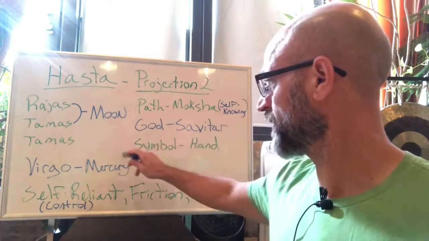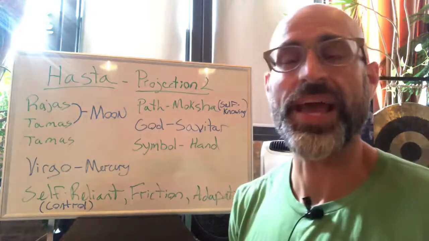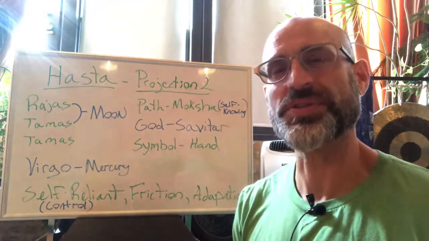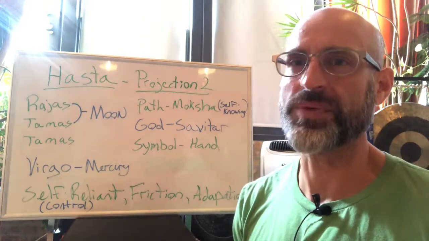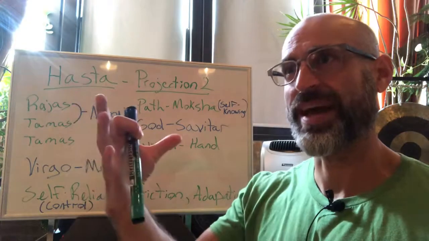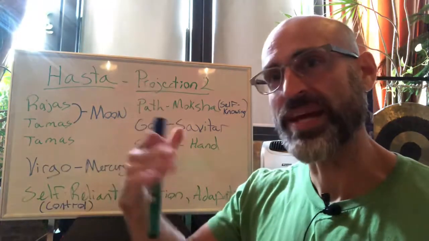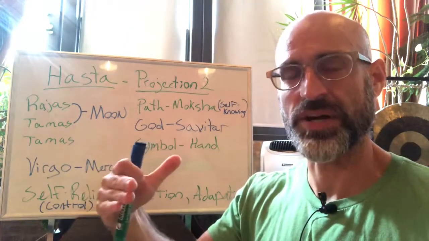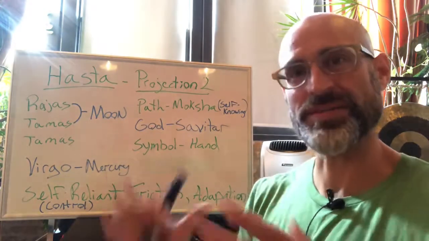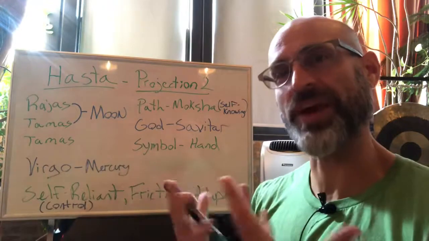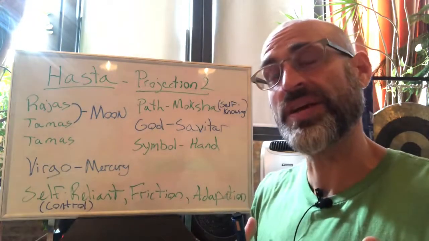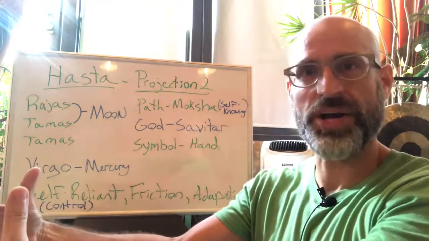So the symbol here is the hand. So the hand is pretty interesting because it talks a little bit about what these people do, but also it talks about the representations of this nakshatra. So the hand, it's about busyness. Think about our hands. Our hands are what we reach out into the world with. In some ways, they're the physical expression of our heart chakras.